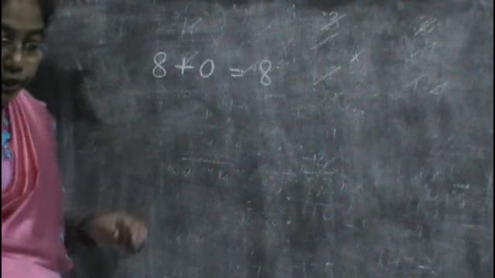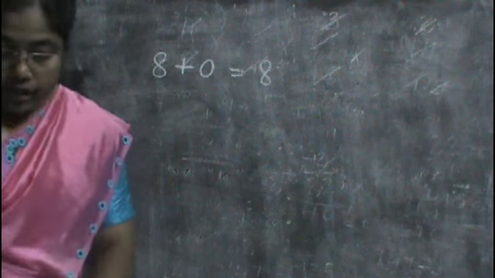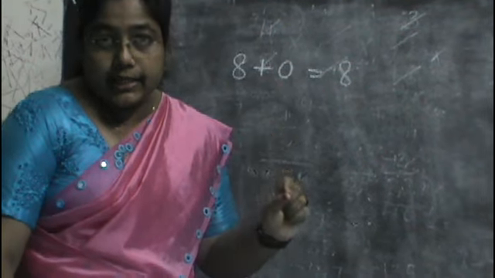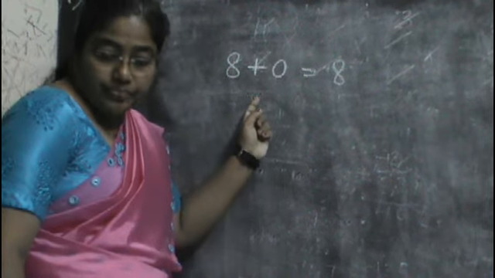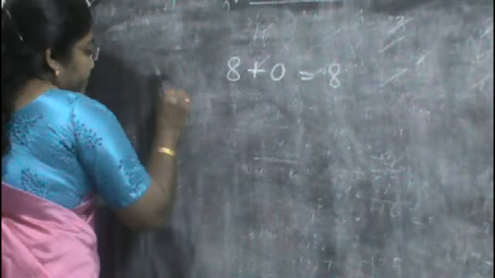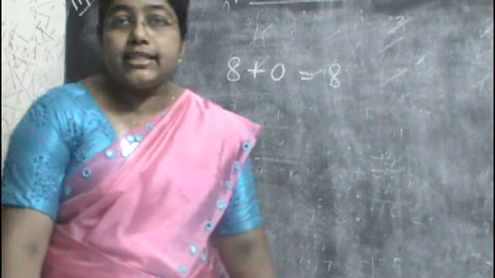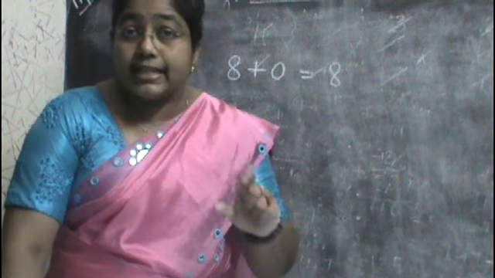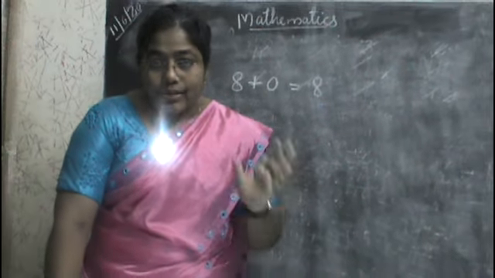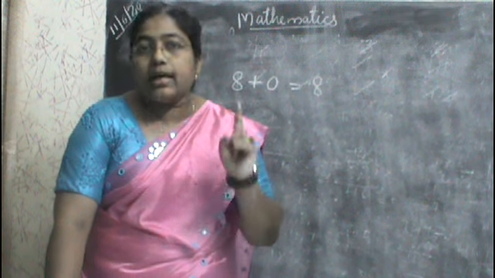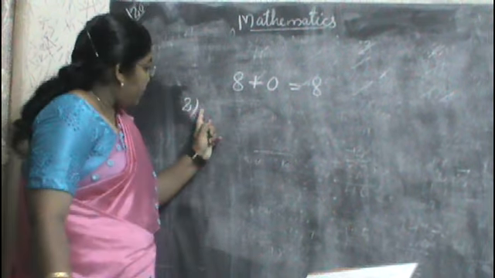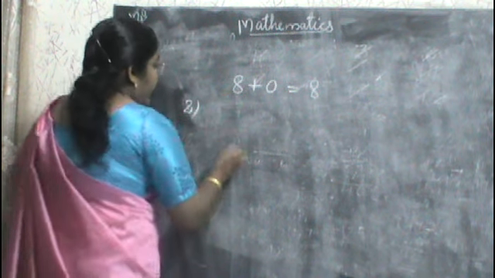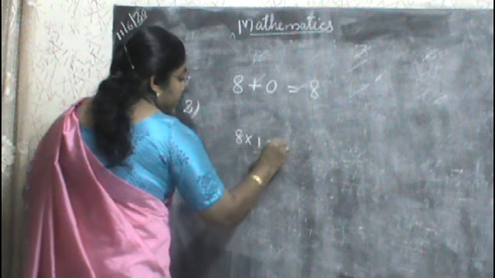Now you write note number 1. 0 is the additive identity. And write this example also. Then the second one. What is multiplicative identity? 8 into which number is 8? 8 into 1. So what is multiplicative identity? 1. Then write next, number 2. Multiplicative identity is 1. And write the example: 8 into 1 is equal to 8.